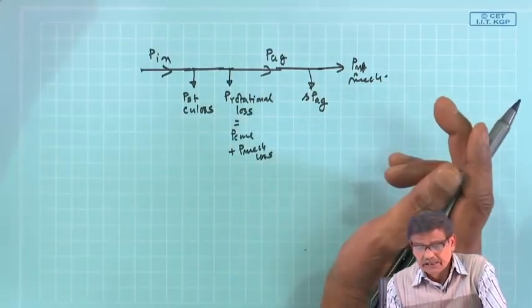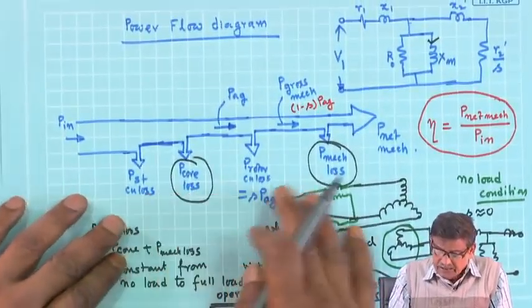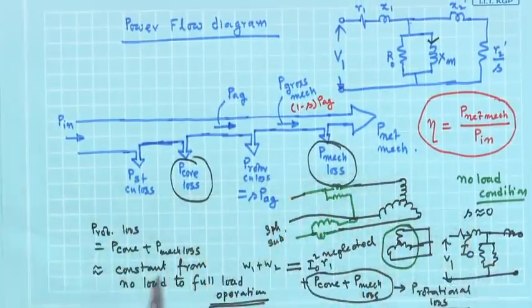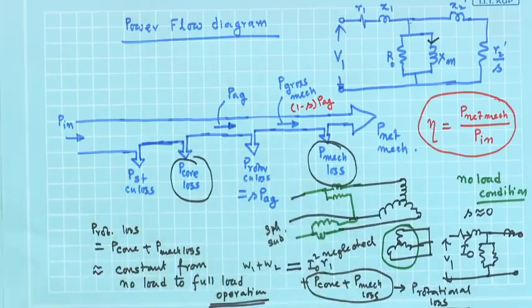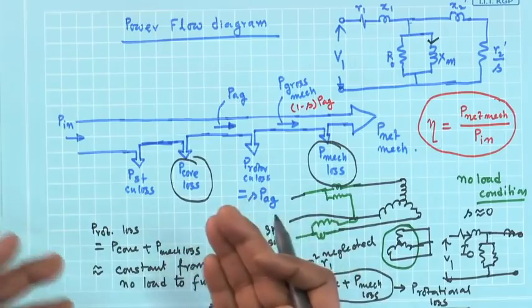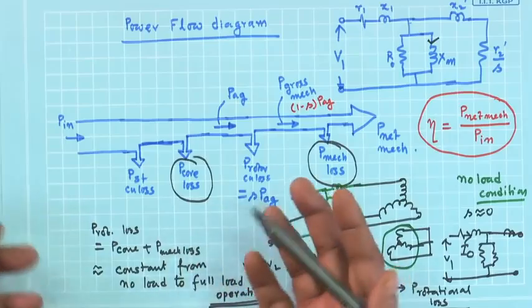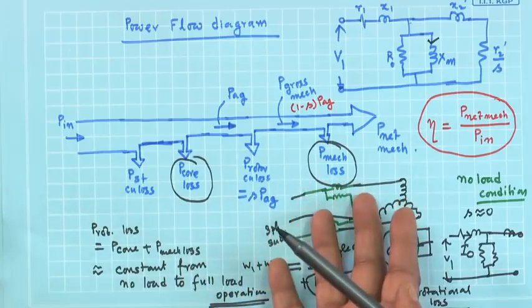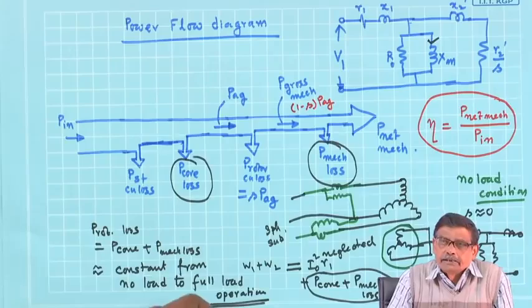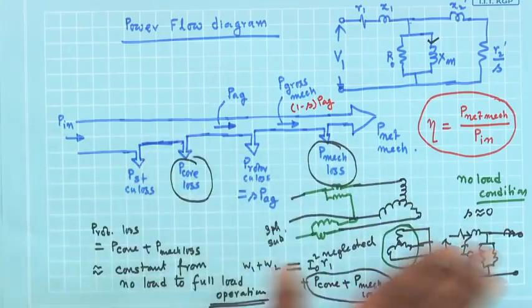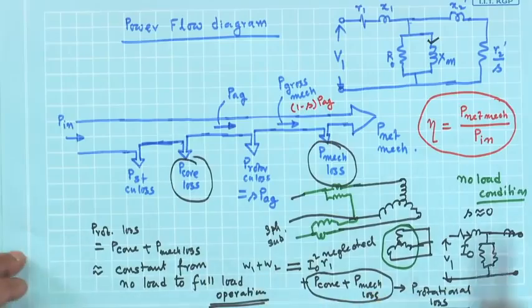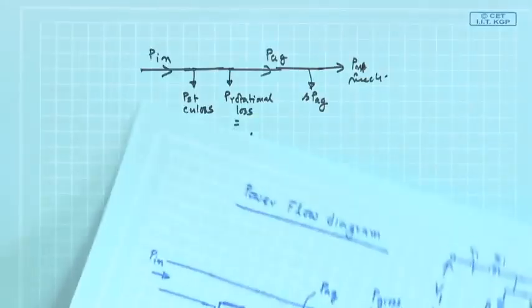I am reiterating this point. If these losses are known totally, then use this power flow diagram depending upon the situation of the problem. Otherwise, there is no one way of telling, use always this power flow diagram. It depends upon the problem at hand. But anyway, it gives you a fair idea of what is going on.